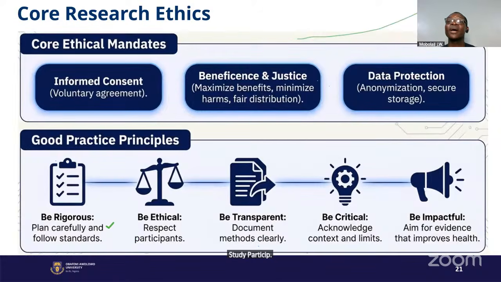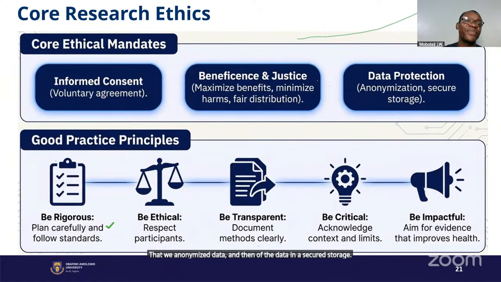And also, data protection is also very important. We should ensure anonymization of the data so that we will not compromise the respondents' or the study participants' identification, so that people will not identify them, especially in some studies that might have findings that might lead to stigma. So it's important that we anonymize the data and then have the data in a secure storage.